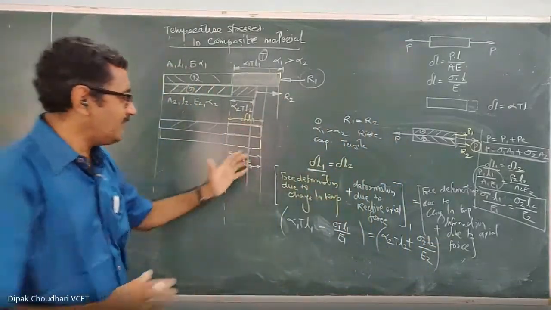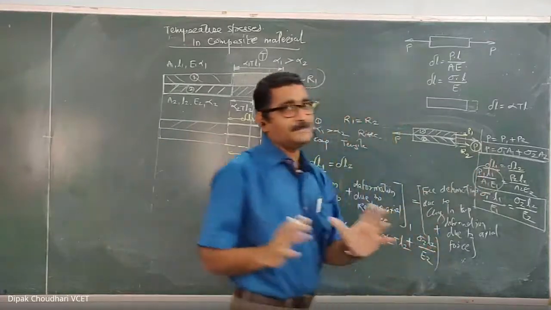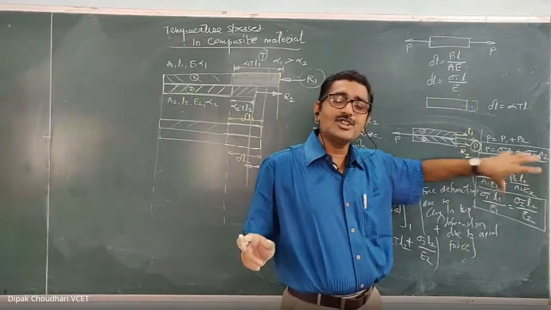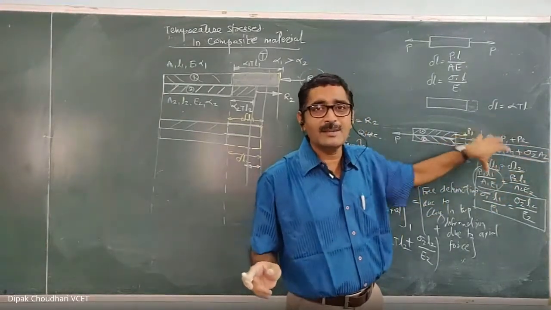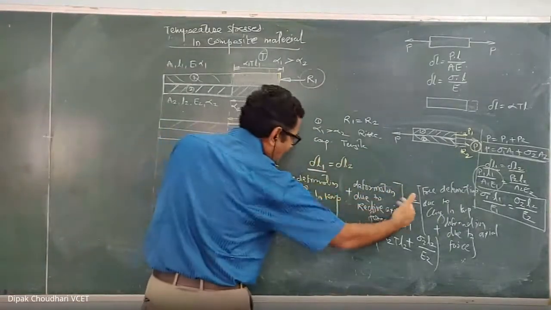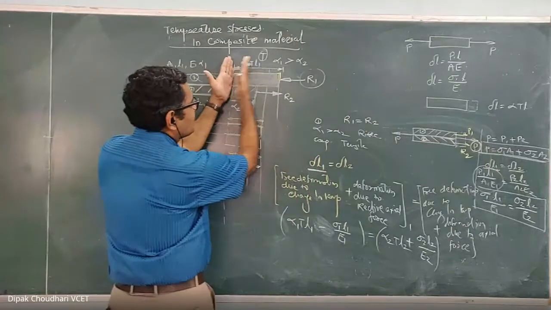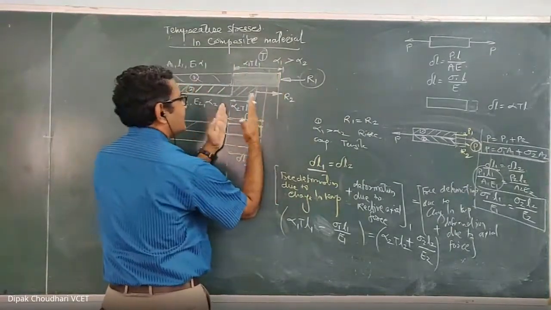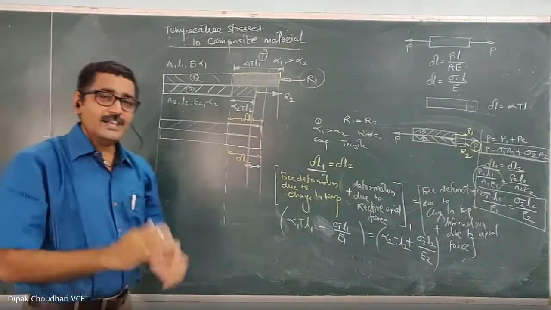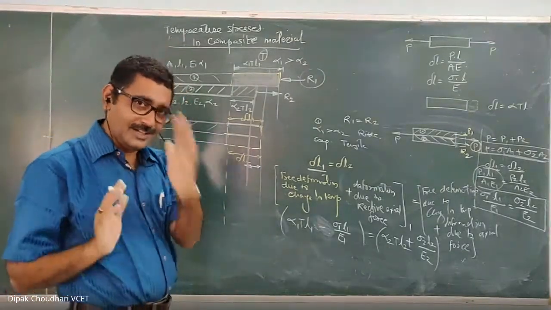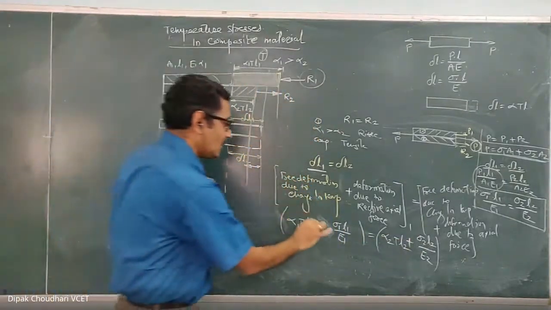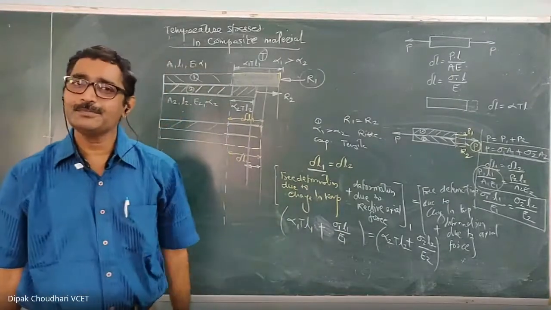An important thing when you compare this with this: in this delta L1 there is only one component, that is the deformation because of the external applied force P1. But here delta L1 and delta L2 have two components. One is the deformation because of the change in temperature, and here plus and minus is the deformation because of the reactive force. Understood? For your understanding, while solving the sum, keep both of these positive.